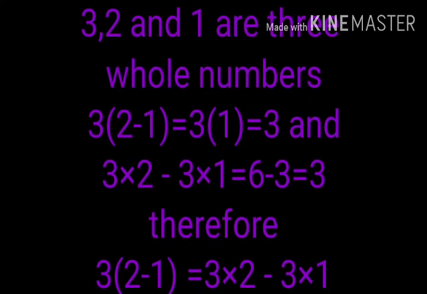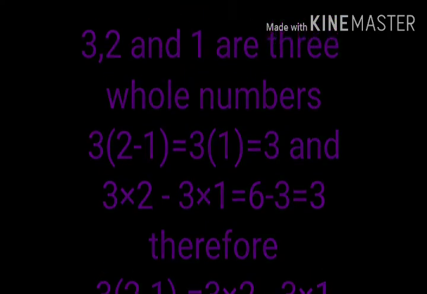Next one, with respect to subtraction. 3, 2 and 1 are three whole numbers. 3 into (2 minus 1) equals 3 into 1, that equals 3. And 3 into 2 minus 3 into 1 is 6 minus 3, that equals 3. Therefore, 3 into (2 minus 1) equals 3 into 2 minus 3 into 1. So, according to the distributive property, subtraction for whole numbers is also satisfied with this example.